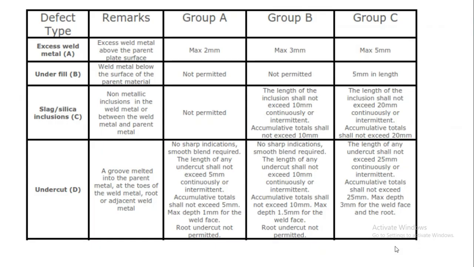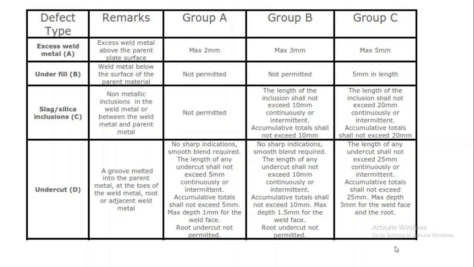In the remarks, they explain the defect and how it appears. It's like an explanation, you can call it a definition. Each defect type is denoted with a letter: A, B, C, D, E, up to M. The first defect type is excess weld metal. If you notice any weld metal above the parent metal, you have to consider it excess weld metal. So they have mentioned it in the remarks.